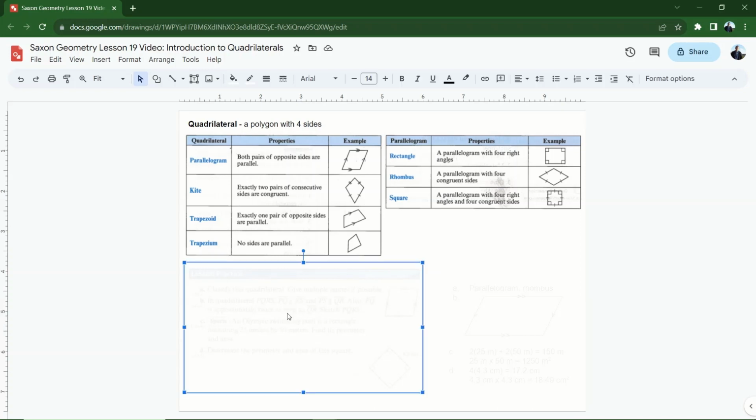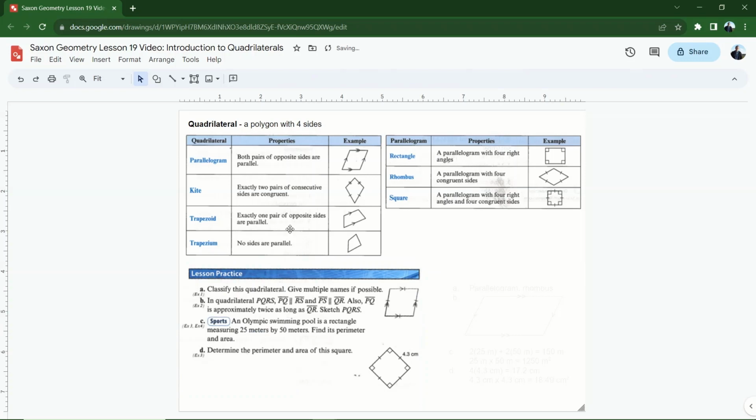All right, let's take a look at some practice problems related to these 4-sided shapes. Letter A, classify this quadrilateral, give multiple names if possible. Okay, so I can see in this quadrilateral we have 2 pairs of parallel opposite sides. That makes this a parallelogram. I also see, as I look at my types of parallelograms, first of all, it doesn't have right angles, so rectangle and square are out, but is it a rhombus? It has to be a rhombus because the 4 sides are all congruent. So I would classify this as a parallelogram and a rhombus.